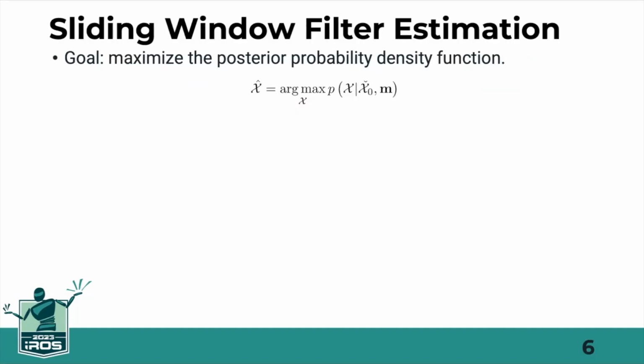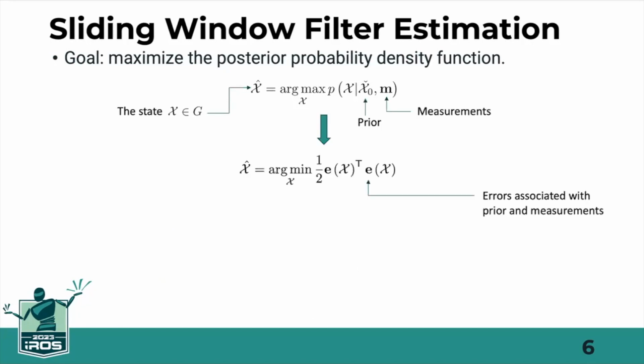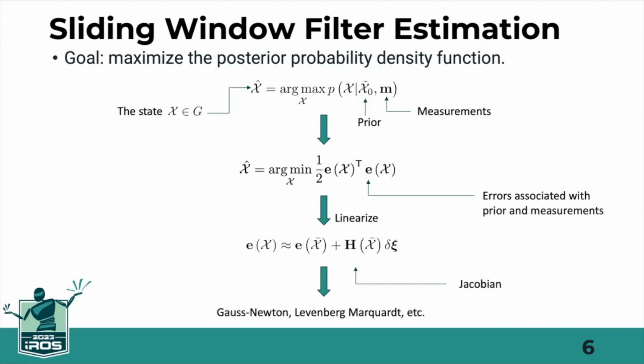To present the two requirements, let's quickly review the process of implementing the sliding window filter, at the core of which is maximizing the posterior probability density function. Specifically, we wish to find the state x that maximizes the probability that the state corresponds to the provided prior and measurements. This problem is equivalent to solving a least squares problem of the following form.